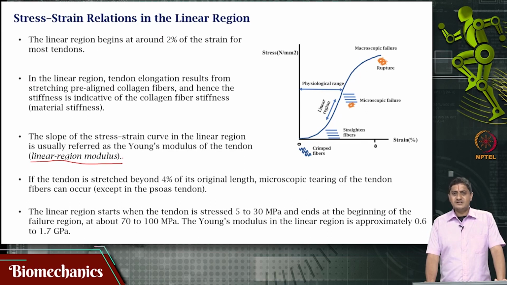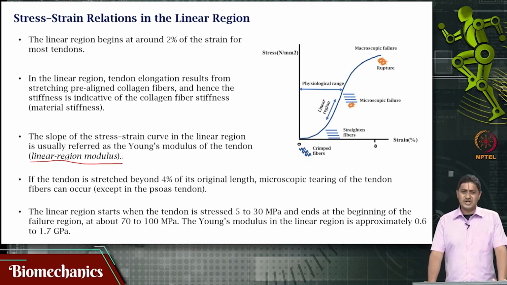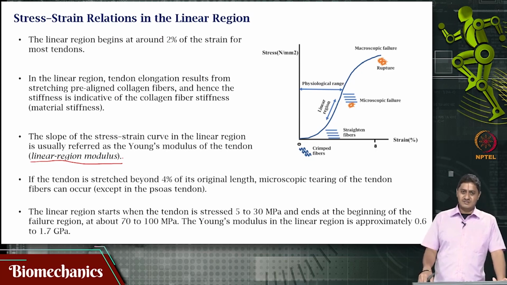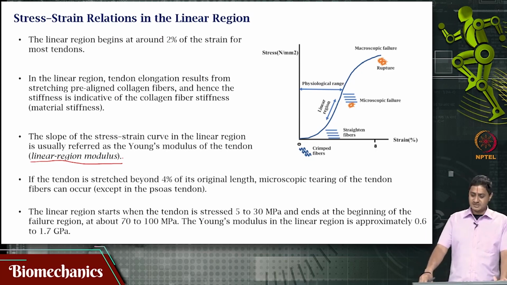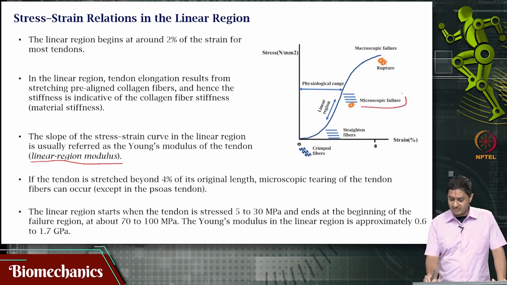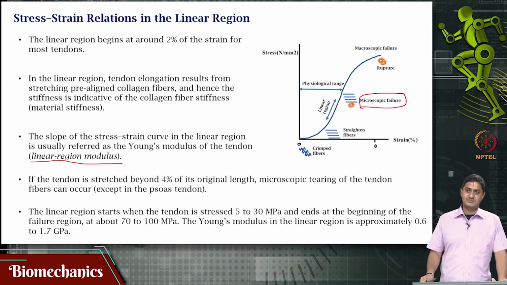In most of the tendons, if stretching is continued, if the deformation or elongation happens beyond 4%, then microscopic tearing of the tendon starts. Of course, we saw some exceptions. For example, in the psoas tendon, this starts after 10%. But in general, for most of the tendons, after 4%, nano or micro level failures begin.